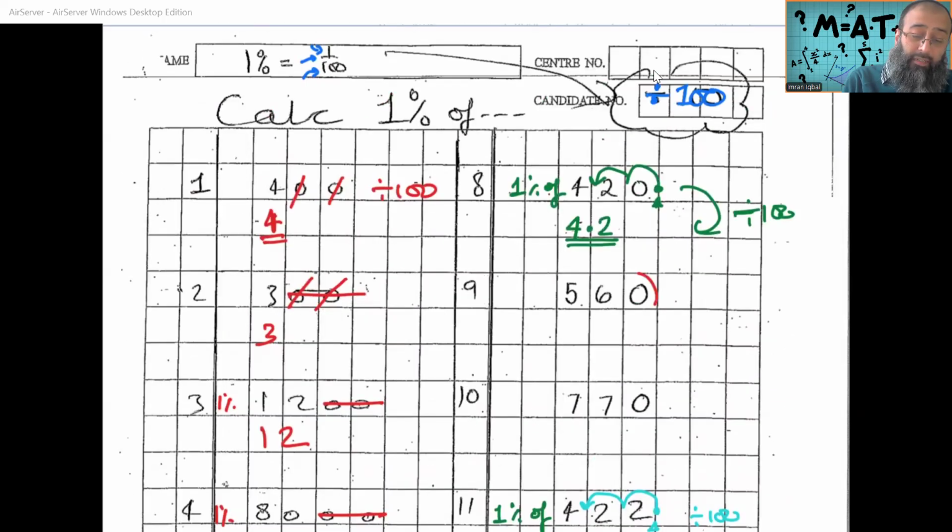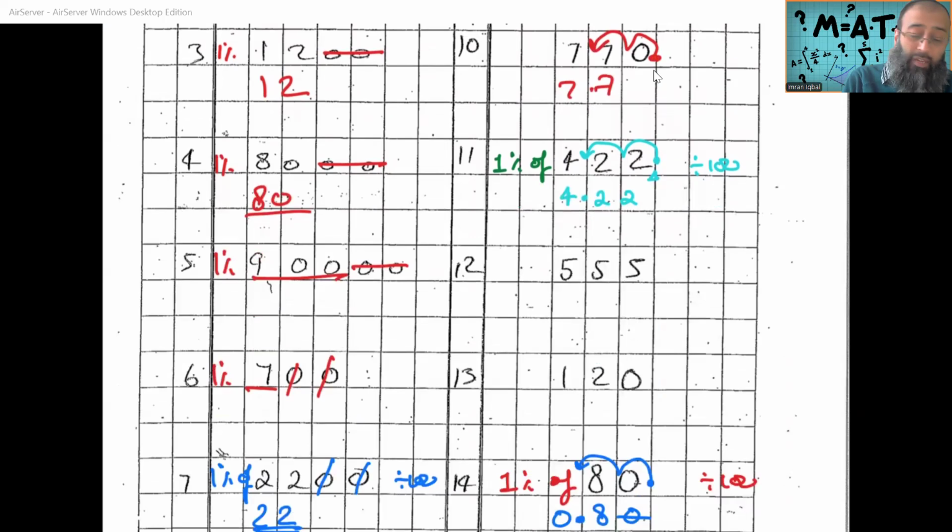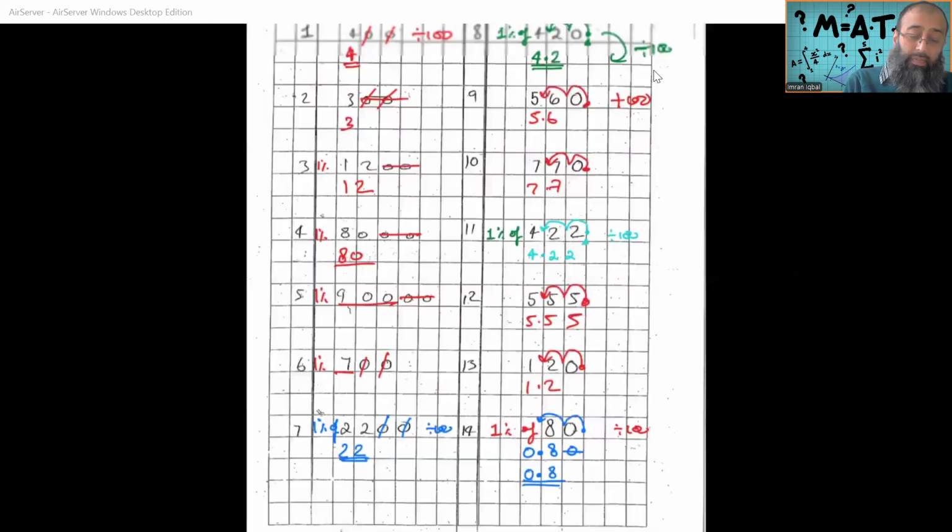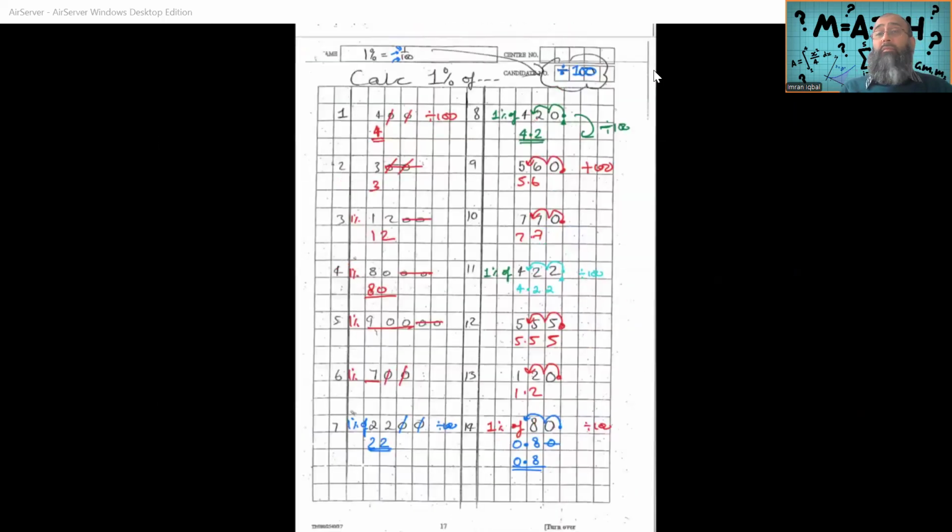1% of 560 gives you 5.6 because we're dividing it by 100. 1% of 770, put the decimal point in, move back, 7.7. And 1% of 555 is 5.55. 1% of 120, put the decimal point at the end of the whole number, that gives you 1.2. And that's the whole exercise done.